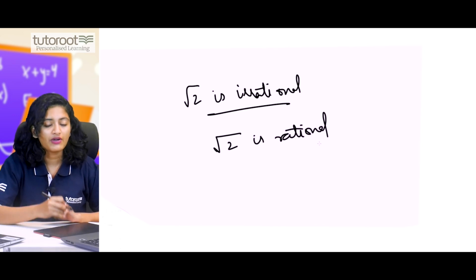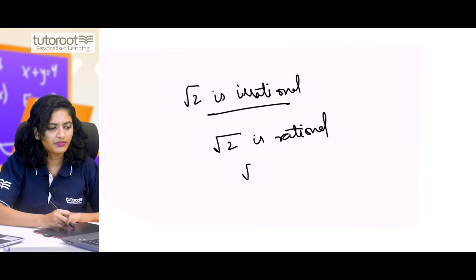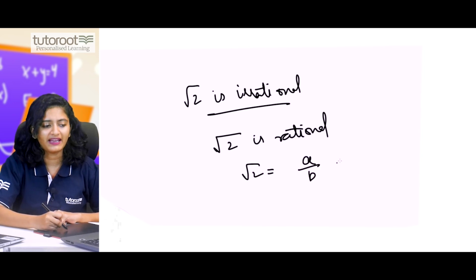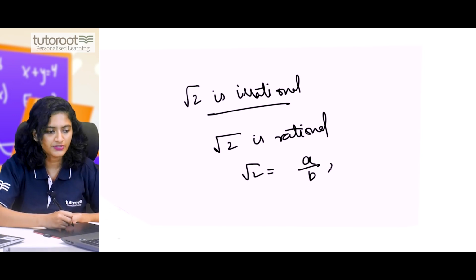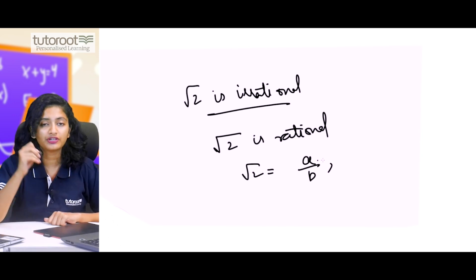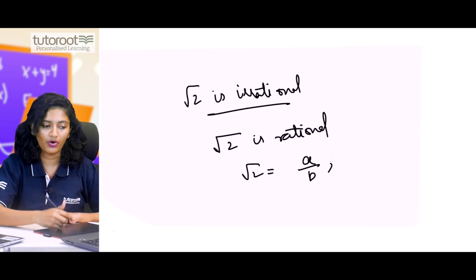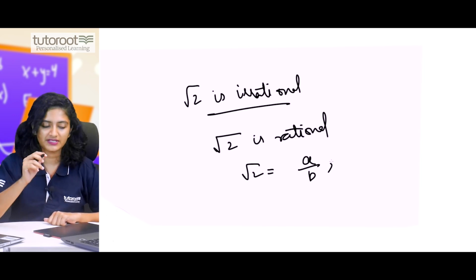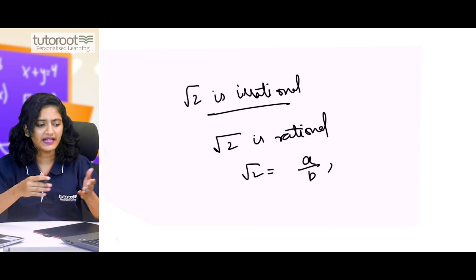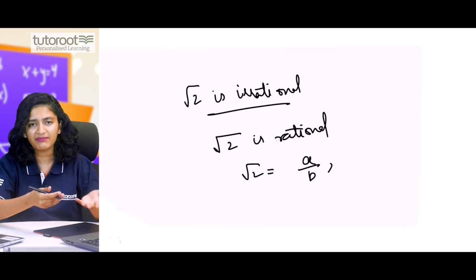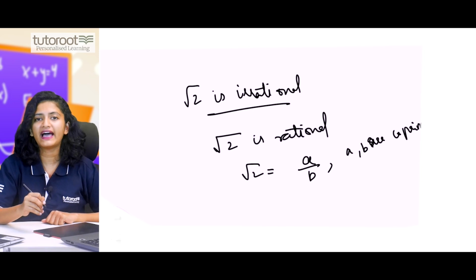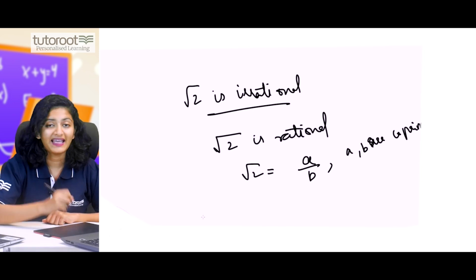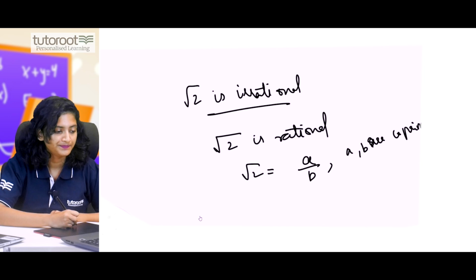Now, if root 2 is rational, shouldn't root 2 be written in the form of A by B, where A and B are co-primes and B is not equal to 0? That's right. If a number is rational, then it should be written in A by B form, where the denominator is not equal to 0. So we should be able to write root 2 in A by B form, where A and B are co-primes. Co-primes means they have no factor in common other than 1.